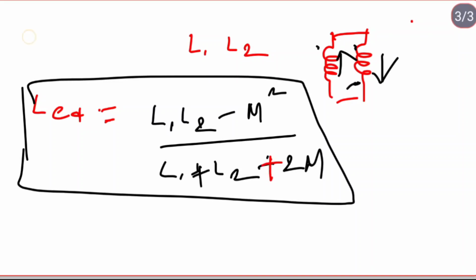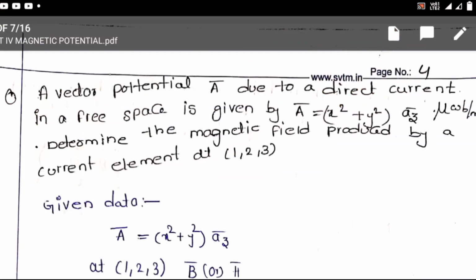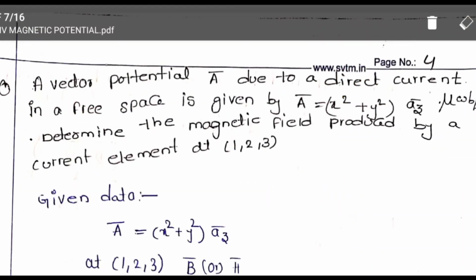This is about self and mutual inductances. Okay, scalar magnetic potential, vector magnetic potential, and inductances are over. Now we go for numerical problems on scalar and vector potentials.